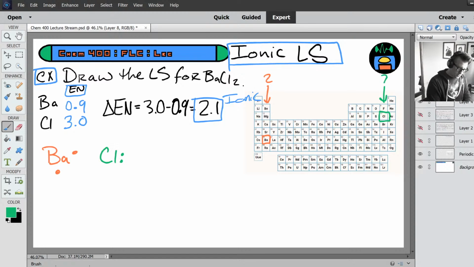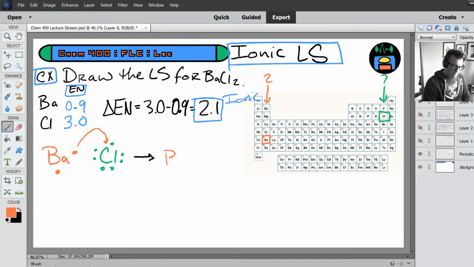So 1, 2, 3, 4, 5, 6, and 7. Now we know when we're dealing with ionic compounds that the more electronegative element steals an electron from the less electronegative element. And so we have chlorine taking an electron from barium.